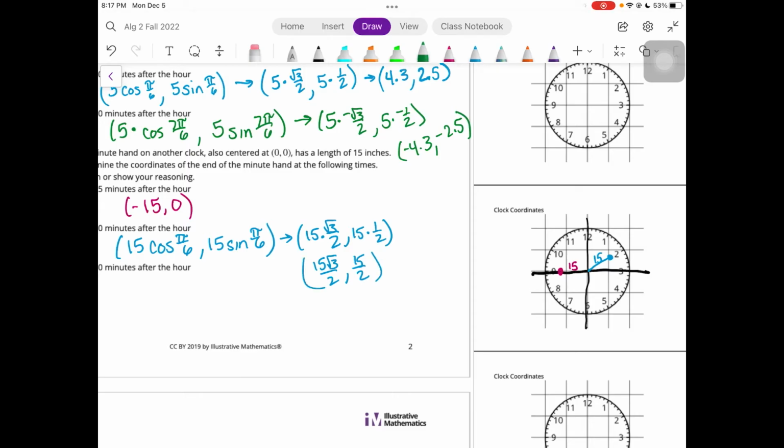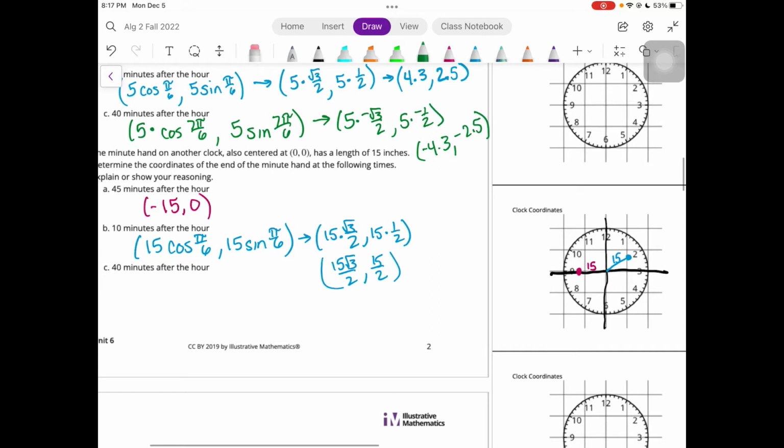All right, let's take a look at 40 minutes after the hour. So 40 minutes, again, is over here, and that is a radius of 15. So we have 15 times the cosine of, and that is 7 pi over 6, if you're looking at it like the unit circle. And then we have 15 times sine of 7 pi over 6.